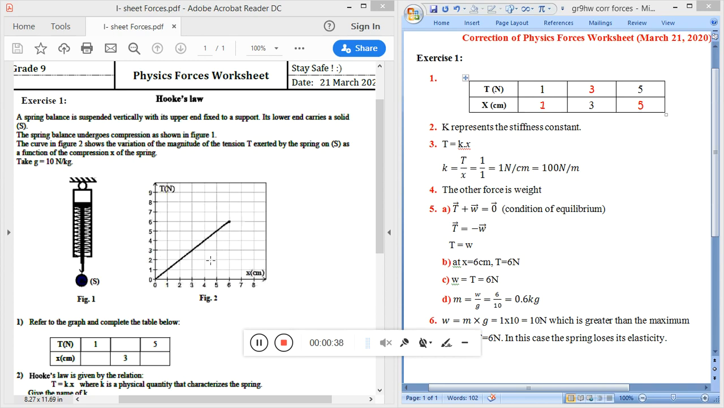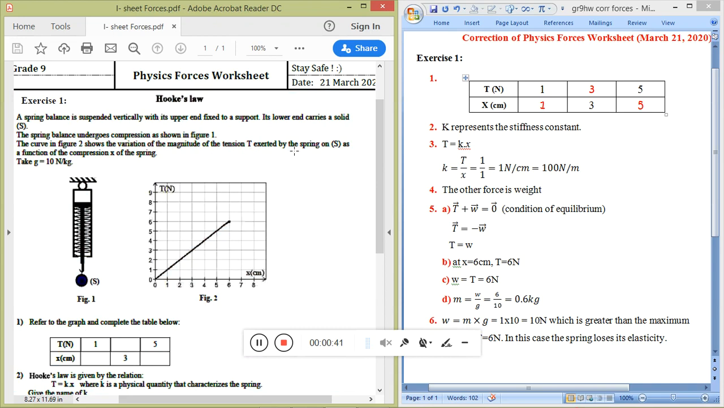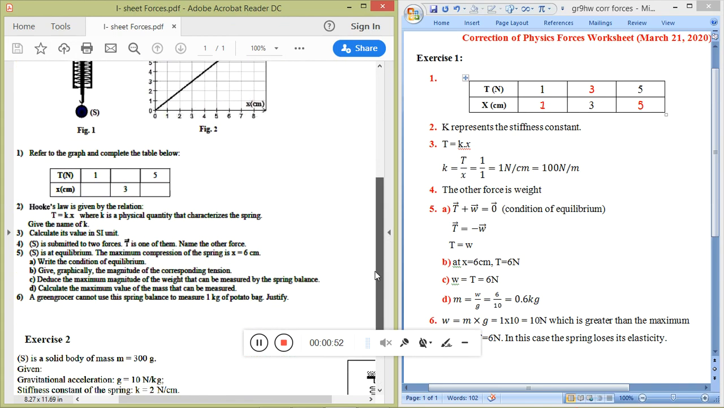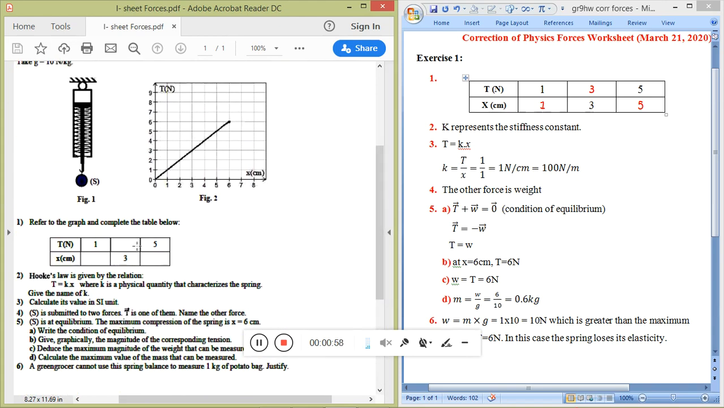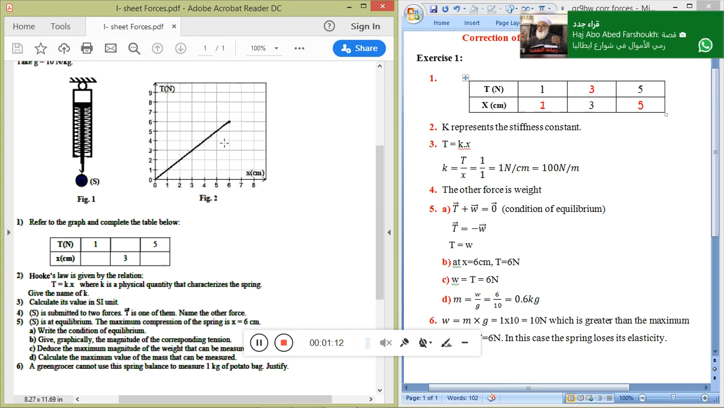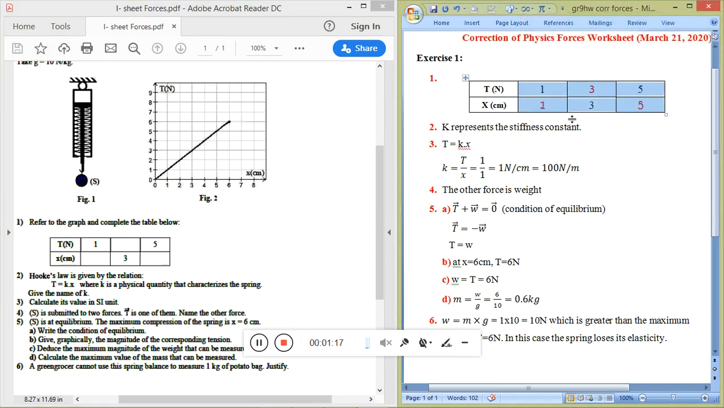The curve in figure 2 shows the variation of the magnitude of the tension exerted by the spring S as a function of compression X of the spring. Compression or elongation, it's called X or delta L. Take gravity equals 10 newtons per kilogram. Refer to the graph and complete the table below. Tension and elongation. When the tension is 1, you can easily see that the elongation, or the compression, is 1. When the tension is 3, the compression is 3. When the tension is 5, the compression is also 5. So this is the completed table.